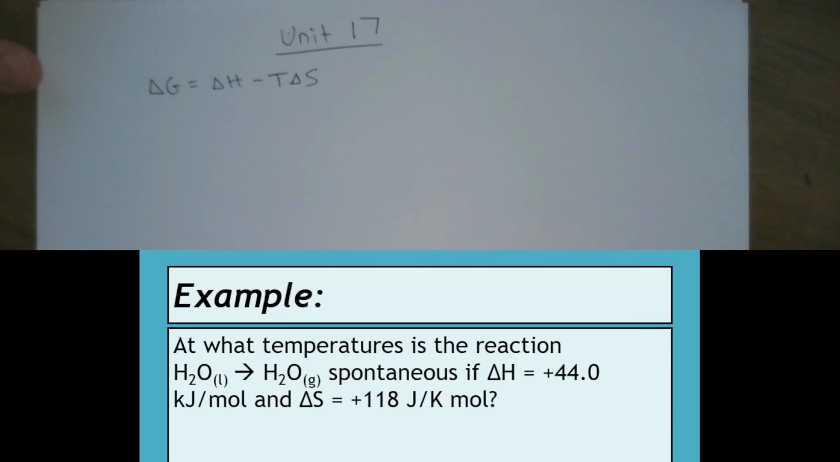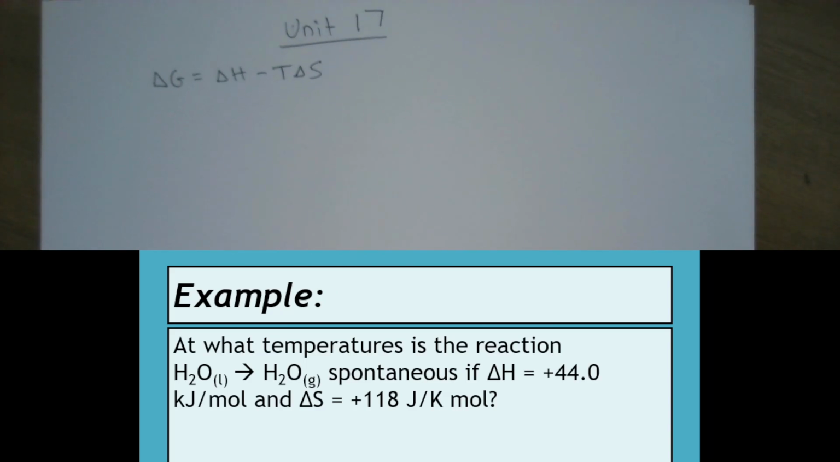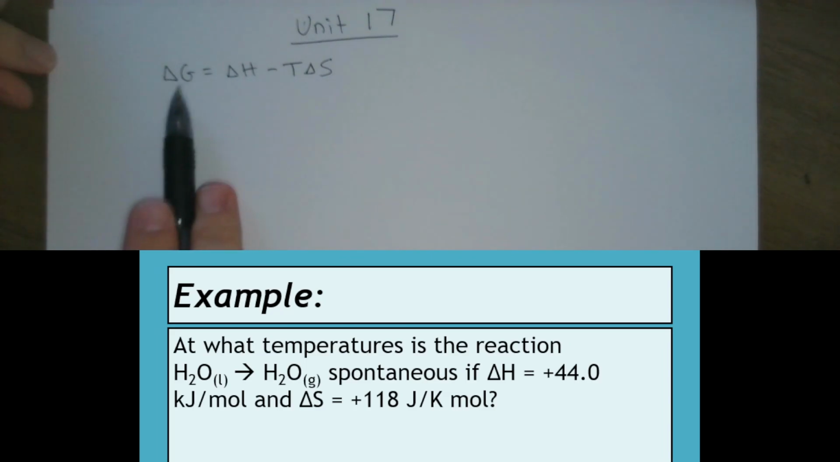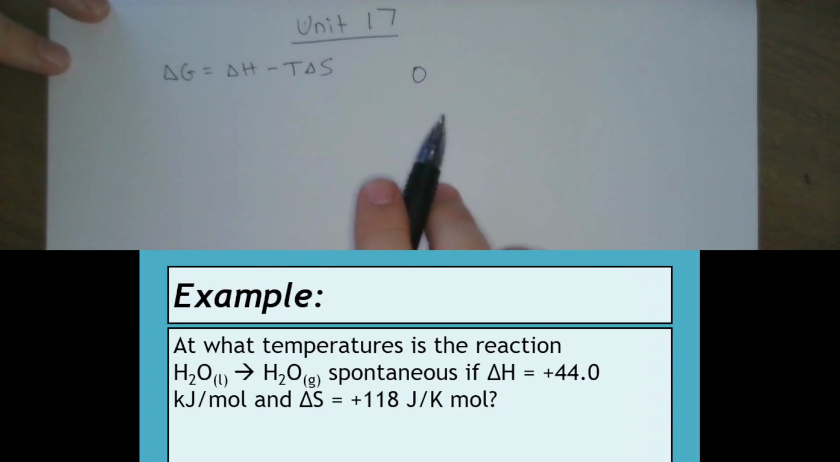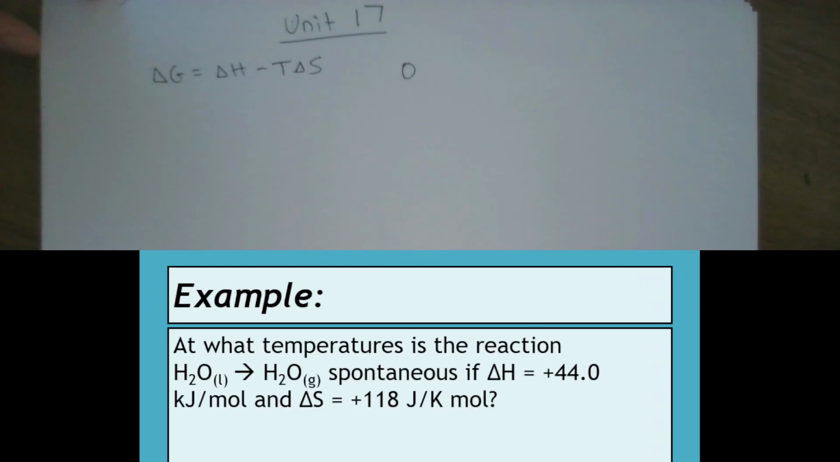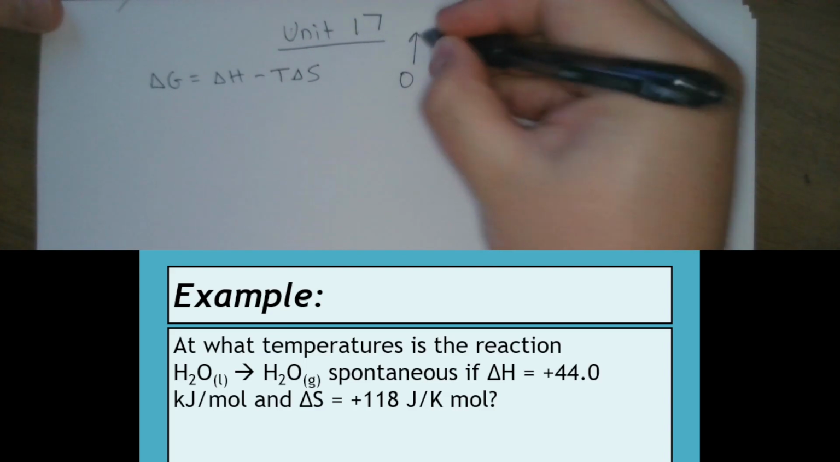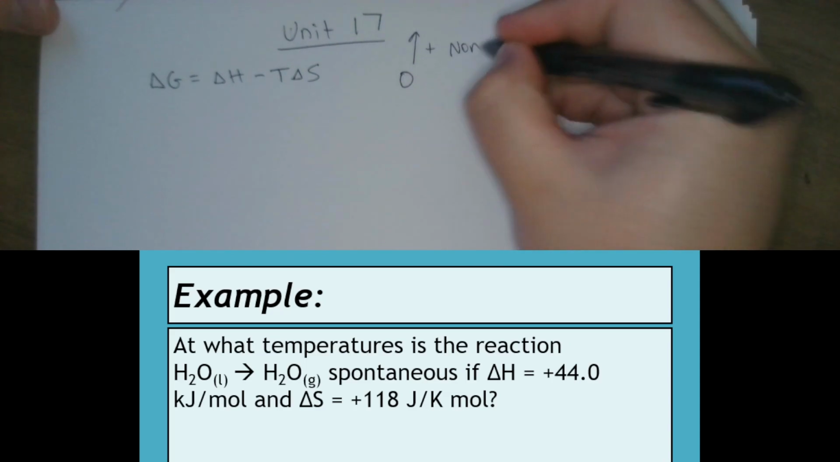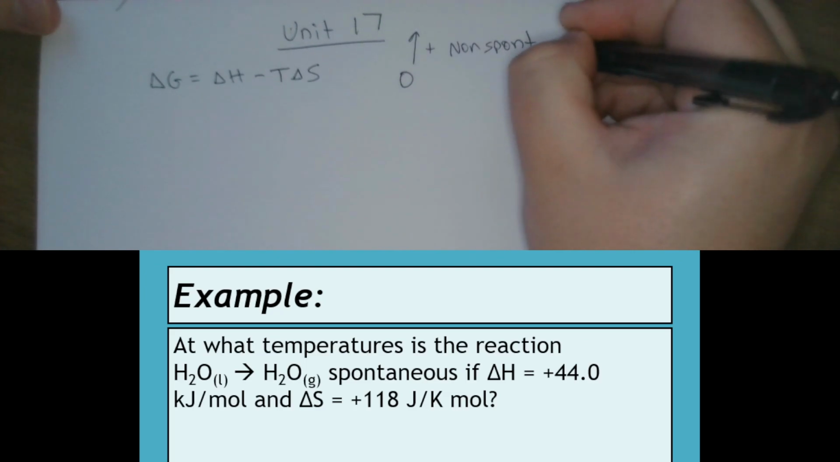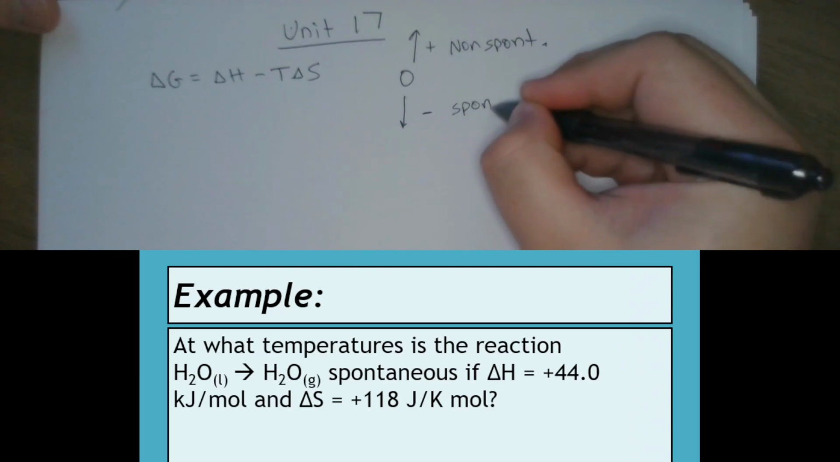Okay. So I want to know at what temperature this reaction is spontaneous. Let's think about what that means. Spontaneity depends on the sign of delta G. If we think about it, at 0, the reaction would just be on the cusp of reacting, but not quite reacting. But anything above 0 would be a positive number. That means it would be non-spontaneous. Anything below 0 is a negative number. That means it would be spontaneous.